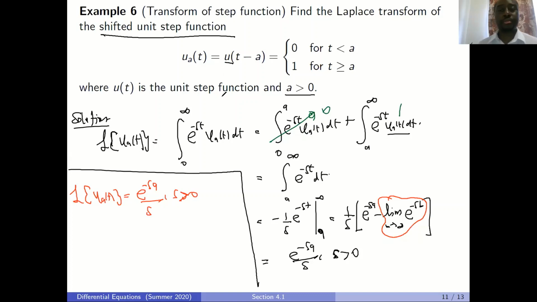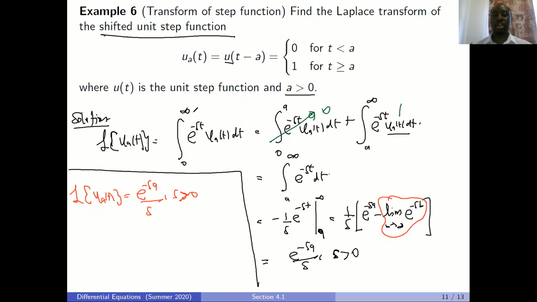So this is good. Given a piecewise continuous function of exponential order, we can find its Laplace transform. Perfect. Now here's a question though. Can we go back? Given a Laplace transform, can we find a function that generated it? And is that function unique? Because if it's not unique, then we can't really go back, because where do we go to?